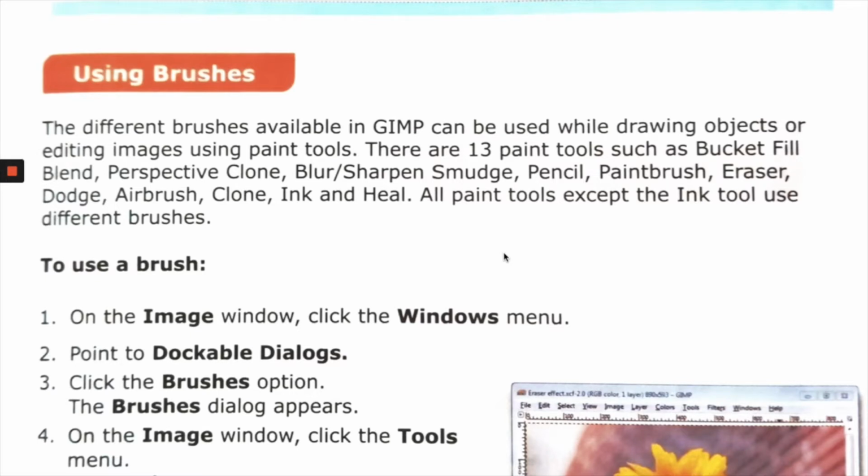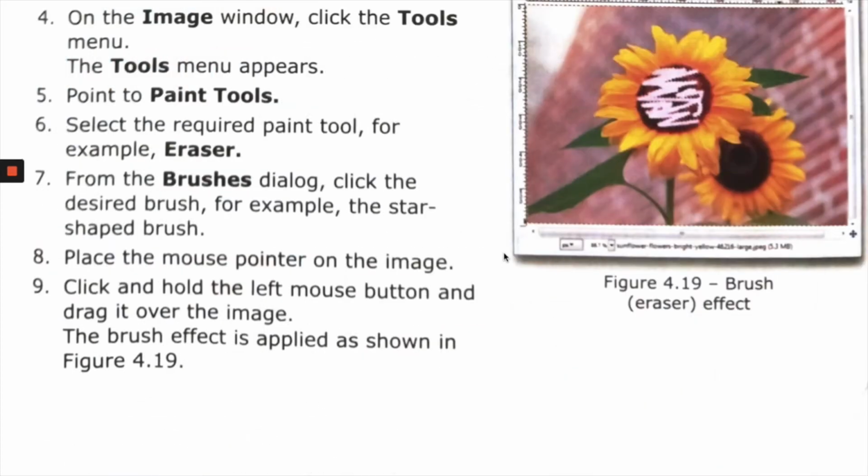On the image window, click the Tools menu. The Tools menu appears. Point to Paint Tools. Select the required paint tool, for example, eraser. From the Brushes dialog box, click the desired brush, for example, the star-shaped brush.